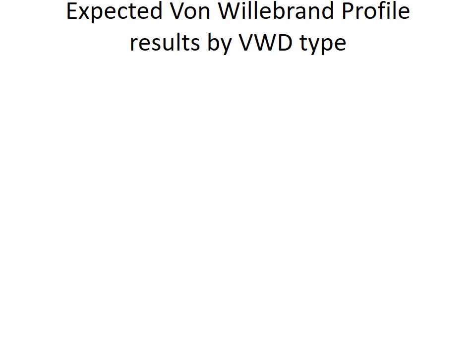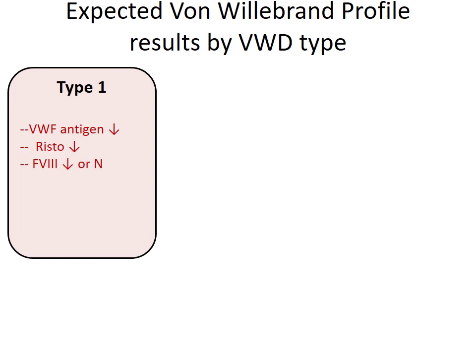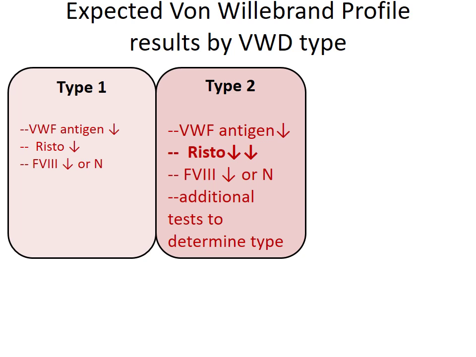Based on your von Willebrand's profile results, you can determine what type of von Willebrand's disease is expected. So with type 1, you'll have a mild decrease in von Willebrand's factor antigen and ristocetin. Your factor VIII level may be decreased or normal. The most important thing is that your antigen and risto decreases are proportional. In type 2, you'll have a marked increase in your ristocetin cofactor activity, more so than compared to your antigen level. And again, your VIII level can be normal or decreased.